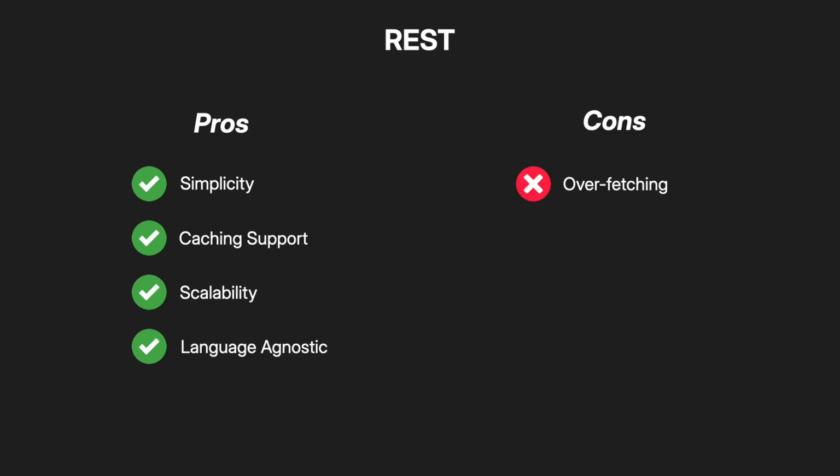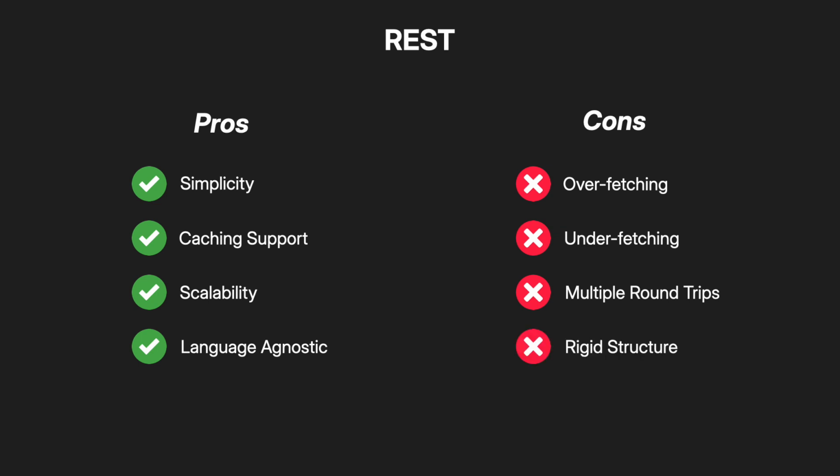Overfetching. Clients may receive more data than they need because the server defines the data structure. Underfetching. Sometimes clients may not get all the data they need in a single request, leading to multiple requests. Multiple round trips. To gather complex data, clients may need to make several requests. Rigid structure. Changes in data requirements may necessitate changes in the API, affecting backward compatibility.